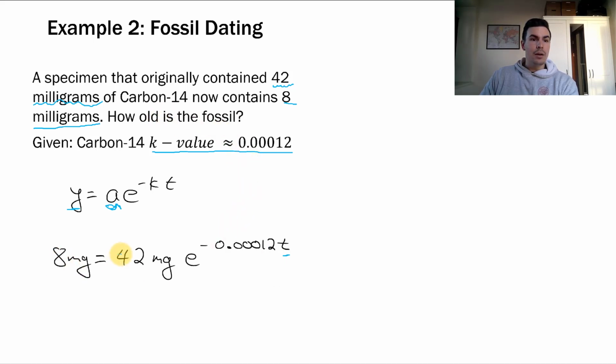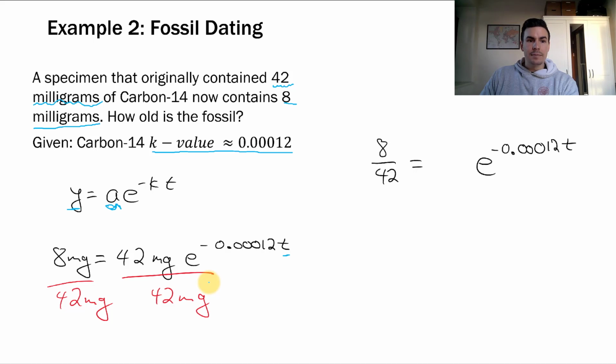Now go ahead, make sure you're adding your units in here, just in case they were to trick you and say, I don't know, this was 42 grams and now it's 8 milligrams. Just make sure you're checking your units. So I just added my units into our equation. I'm going to divide by 42 milligrams on each side. So now I've got 8 over 42 is equal to e to the negative 0.00012t. Again, we're going to take the natural log of both sides.